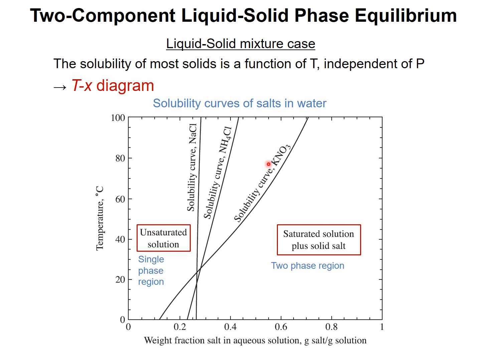And let me think of the other cases, like ammonium chloride. Different, but the trend is the same. As temperature is going up, solubility is going up. However, in the case of sodium chloride, the solubility looks independent of temperature. For any temperature between 0 and 100 Celsius degrees, the solubility is about 0.26 gram sodium chloride in 1 gram solution.